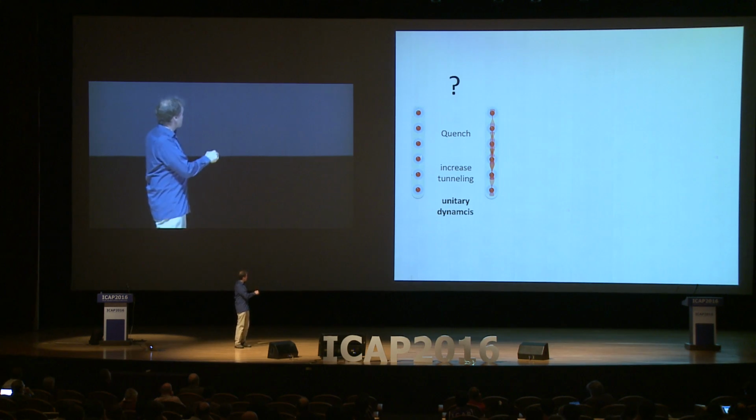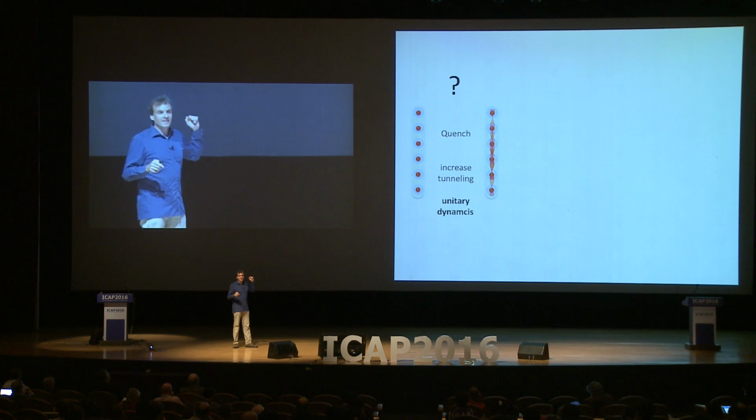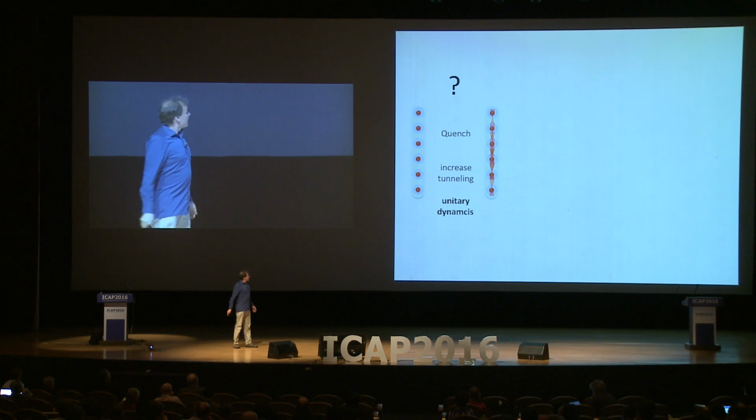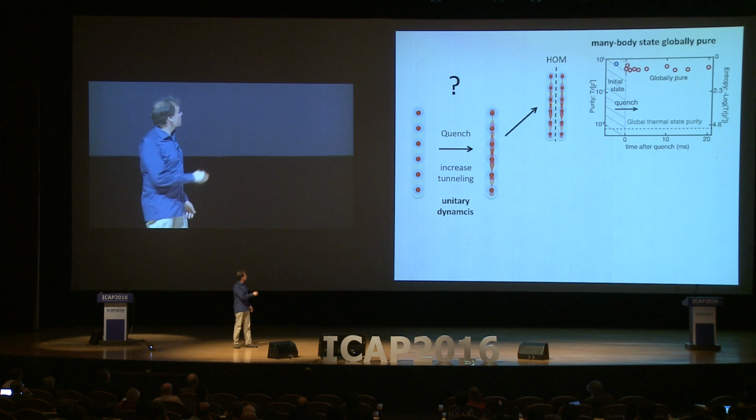My system is now 6 atoms on 6 lattice sites. I can do a quick quench, and after that, all the atoms tunnel like crazy. It's a very complicated state. The Hilbert space size is nearly 1,000. I expect this to remain in a pure state afterwards. The nice thing is I can show this directly by using 2 copies and doing Hong-Ou-Mandel interference. Here you can see it remains in a pure state.